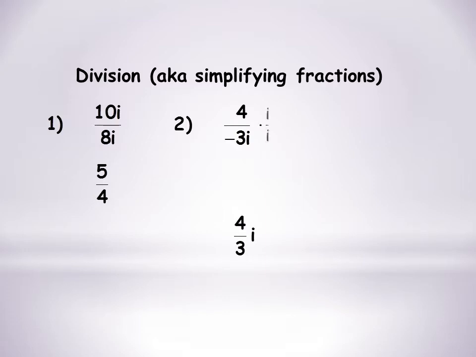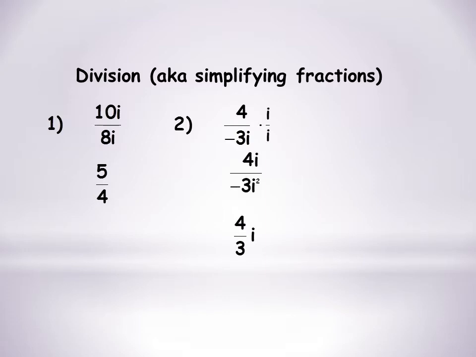So division. If I have 10i over 8i, your probable reaction would be to just simply cancel those i's, and that would be absolutely correct, and then just simplify the fraction, 5/4. i's are going to be very, very similar to radicals, where you cannot have an i in the denominator. So just like a radical, you would multiply the numerator and the denominator by i in order to get rid of that in the denominator.